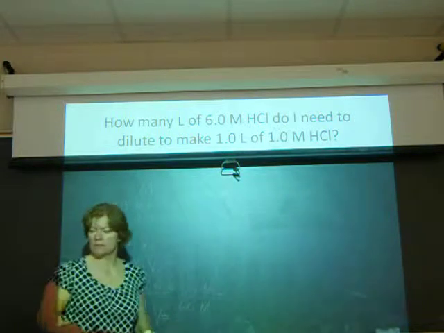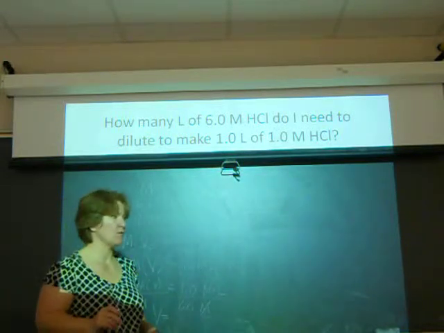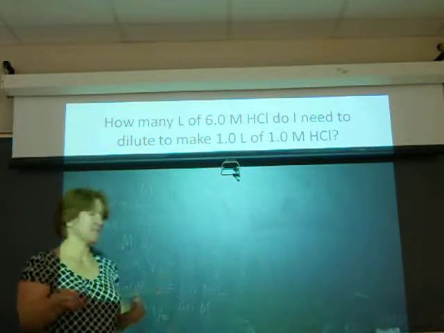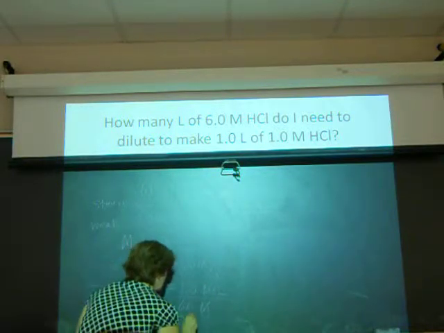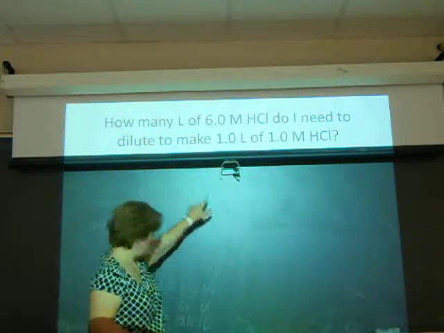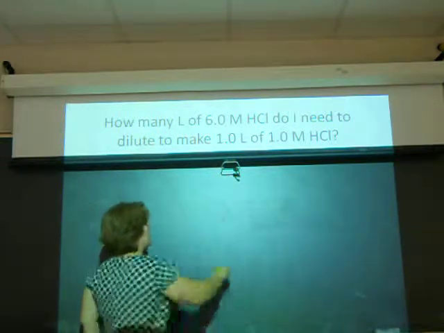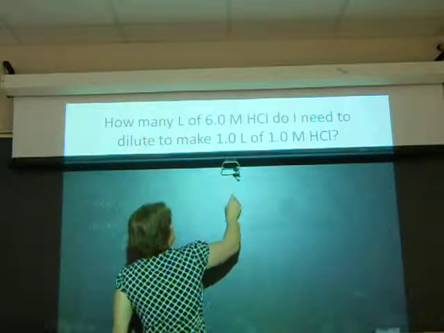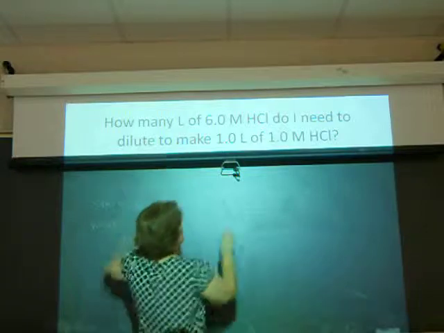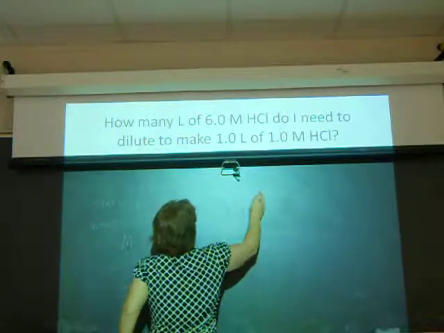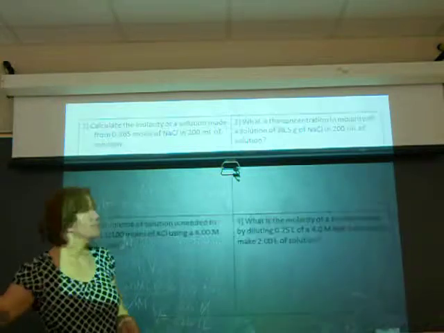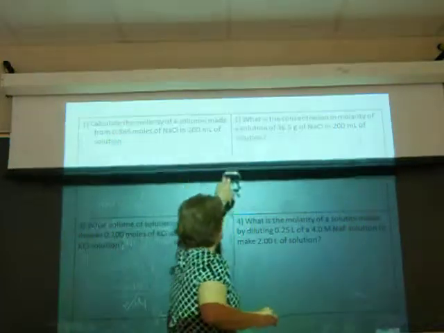1 divided by 3 would be 0.33, so 1 divided by 6 is half of that, 0.167. My units would be liters, which they should be, since this is volume. So that's 0.167 liters. The question says how many liters, so that would be my answer. And that's how we work these dilution problems. Let's stop it.